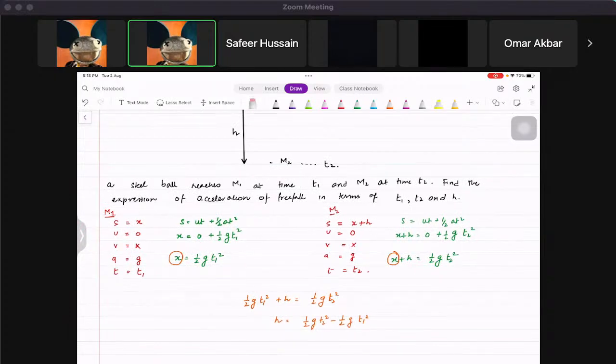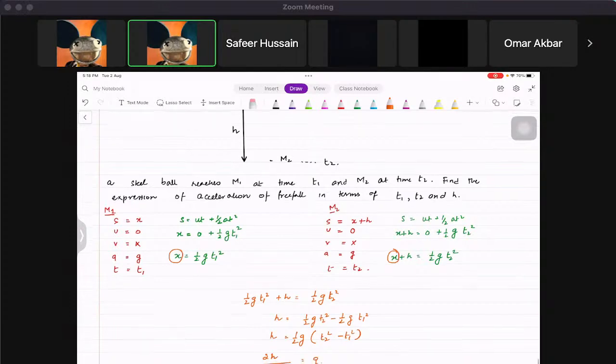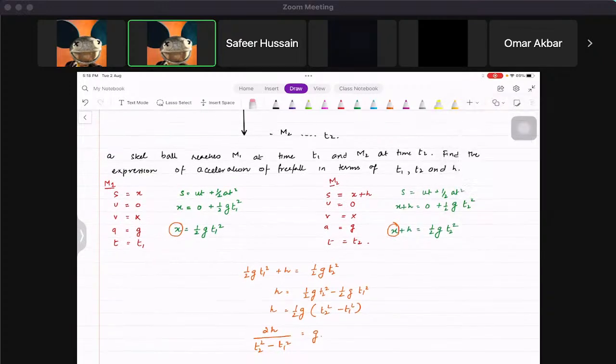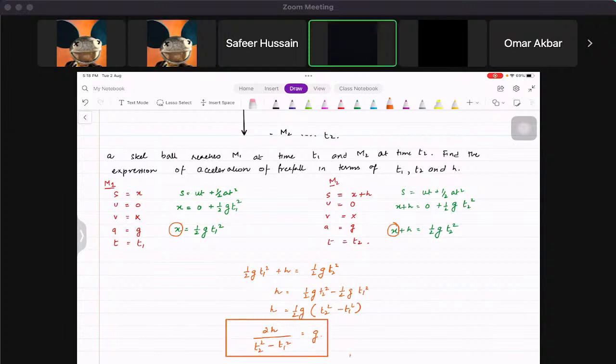So if I take g as common, it is going to be half, t2 squared minus... let's take half as common as well. Half g common, t2 squared minus t1 squared. It doesn't matter. 2 will multiply there, so it is going to be 2h, and then the whole expression here, t2 squared minus t1 squared, is going to be divided. This will be equal to g, and hence we will get the expression in terms of h, t1, t2. Is it clear, everybody? Yes, sir. Just let me absorb.